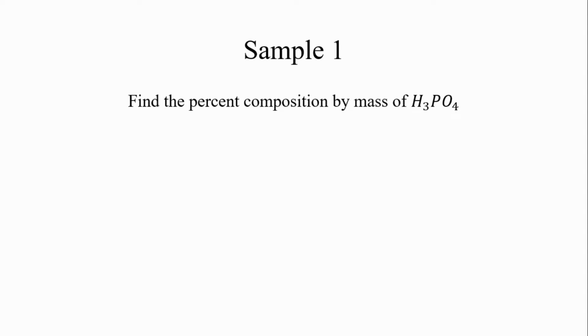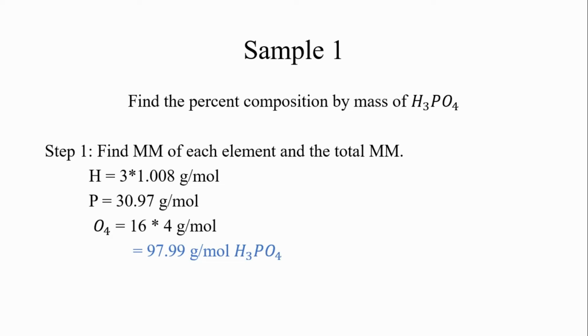Sample number 1. Find the percent composition by mass of H3PO4 or phosphoric acid. Step 1. Find the molar mass of each element and the total molar mass. The total molar mass is the mass of the compound.